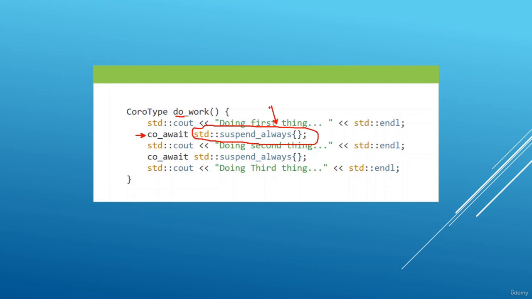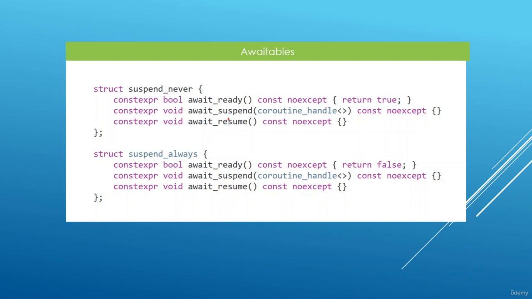For something to be a proper awaiter type in C++, it has to implement a few methods. And here are the methods you need to implement. You need to implement the await ready method, you need to implement the await suspend method, and you need to implement the await resume method.